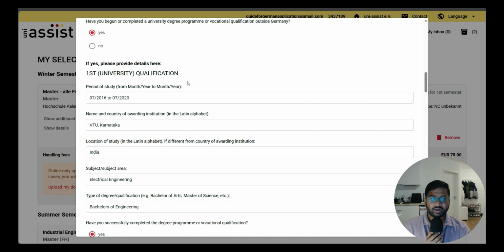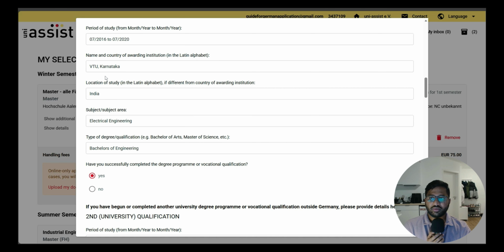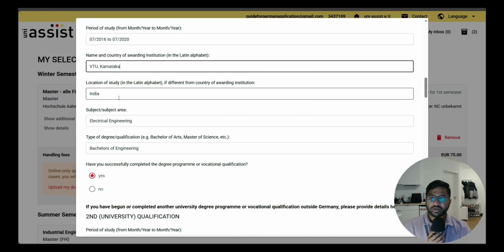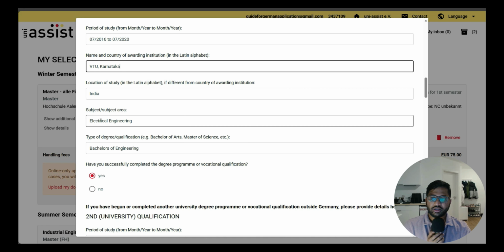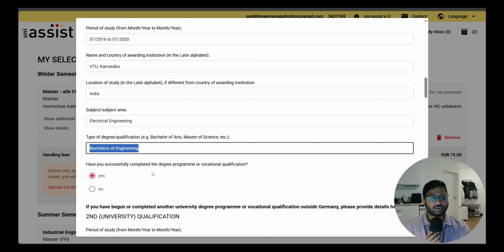And in the first university qualification, we can see the period of study is 2016, month 7, to 2020, month 7. Then the country and the place where I studied is Vittal, Karnataka, India. Location of study is also India. Then the name of the subject is electrical engineering, and the degree that I was awarded was Bachelor of Engineering.